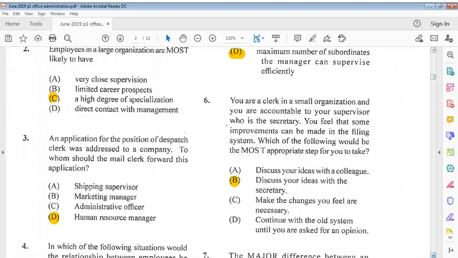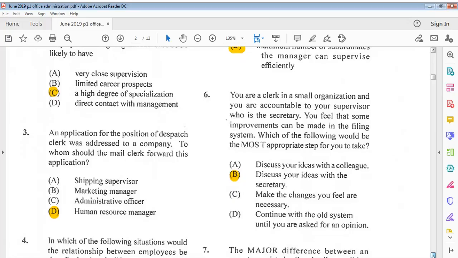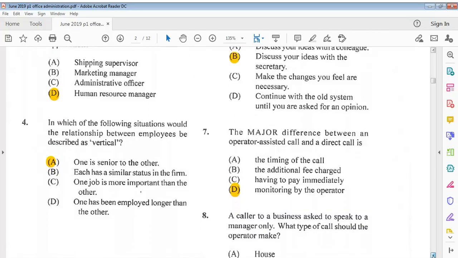You are a clerk in a small organization and you are accountable to your supervisor, who is the secretary. You feel that some improvements can be made in the filing system. Which of the following would be the most, that's the important word in all caps, appropriate step for you to take? A. Discuss your idea with a colleague. B. Discuss your ideas with the secretary. C. Make the changes you feel are necessary. Or D. Continue with the old system until you are asked for an opinion. Obviously, you would have to speak to the secretary. So B, you would have to discuss your ideas with the secretary. So that would be your answer. Let's move on to question number 7.